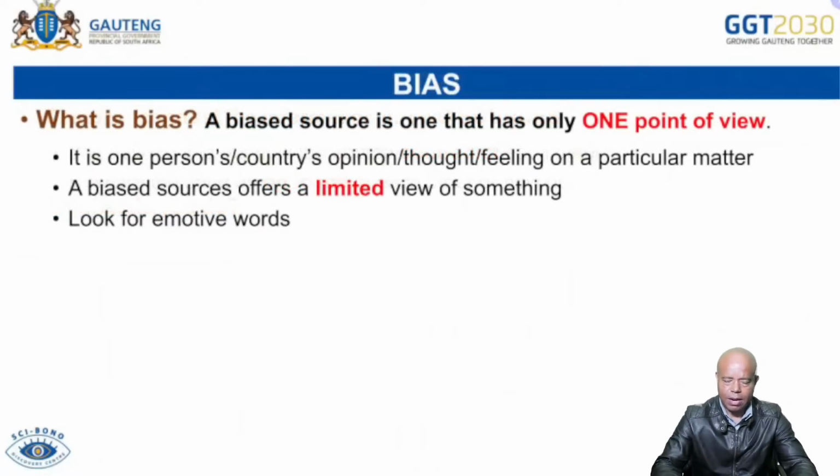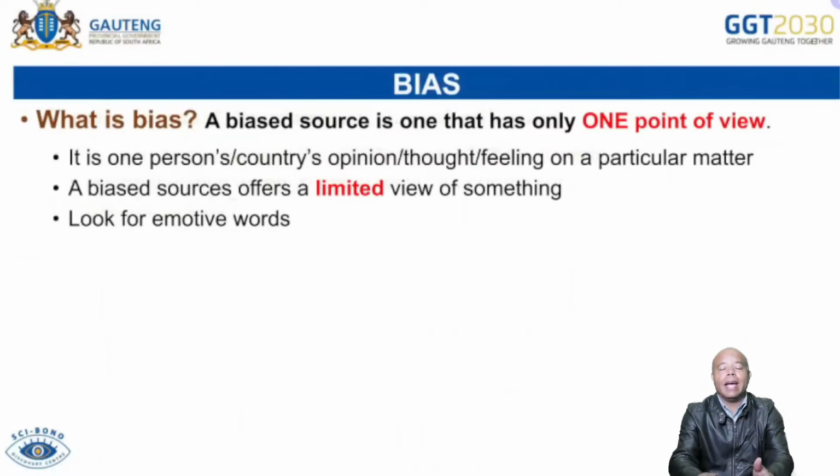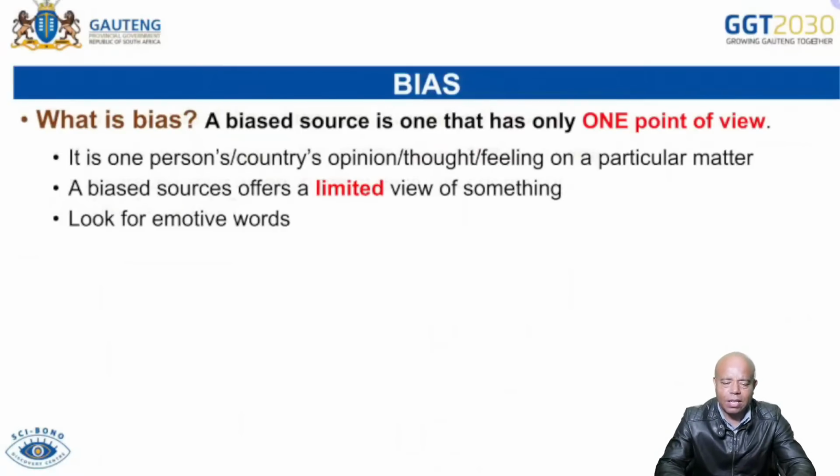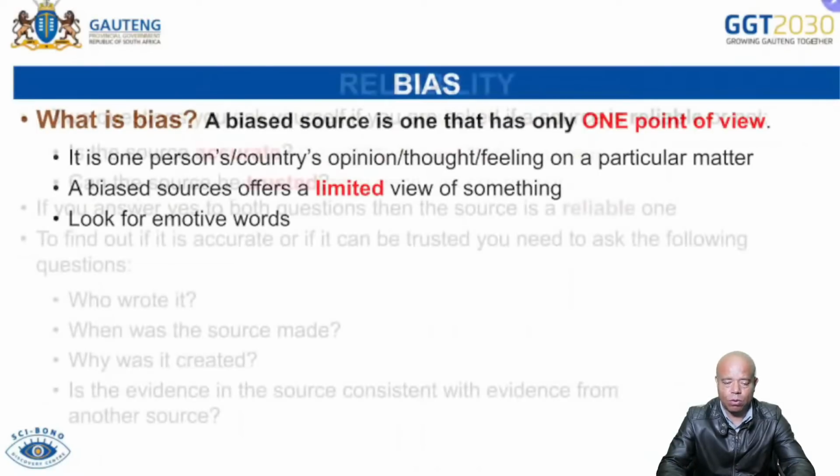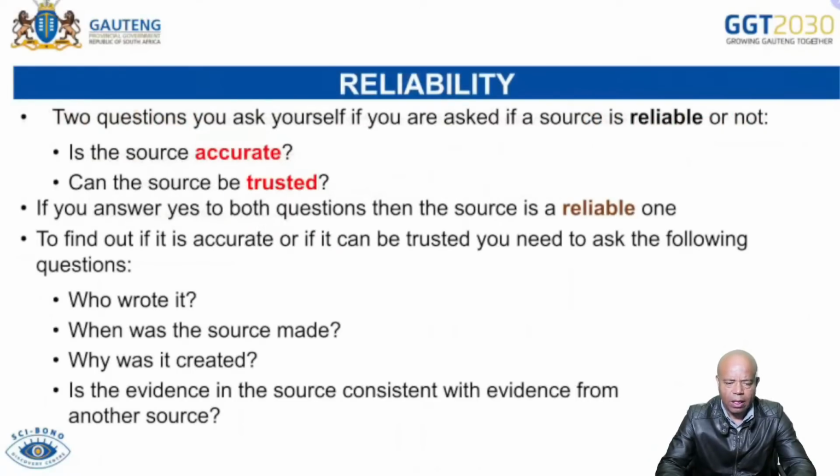Now, when it comes to bias, bias clearly means, learners, it is one viewpoint. It can be an individual's viewpoint, a country's viewpoint, or an organization's viewpoint. So biased sources provide a limited view of something. When we talk about bias, people also need to look at the motive of the words being used. Then we go to reliable. Now, reliable is asked in 2 ways: comment on the reliability, or explain how reliable the source is.